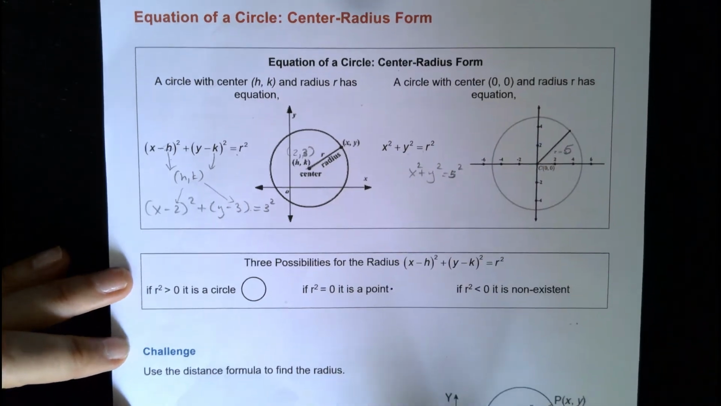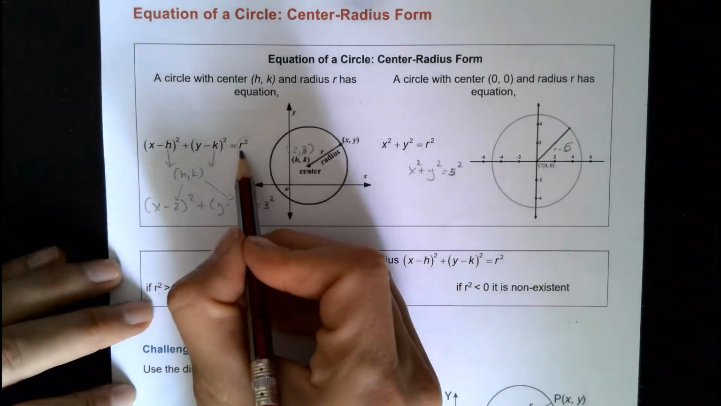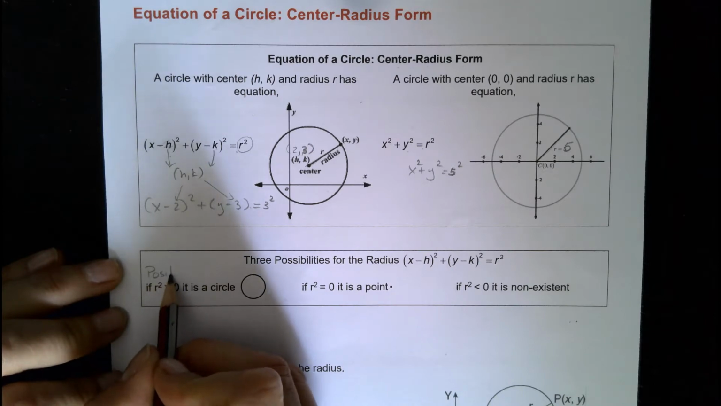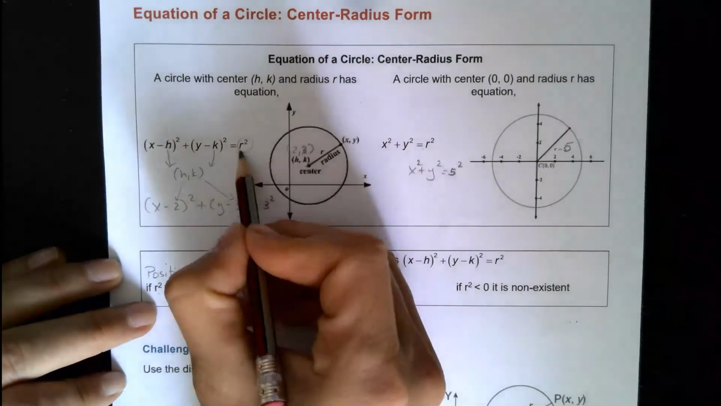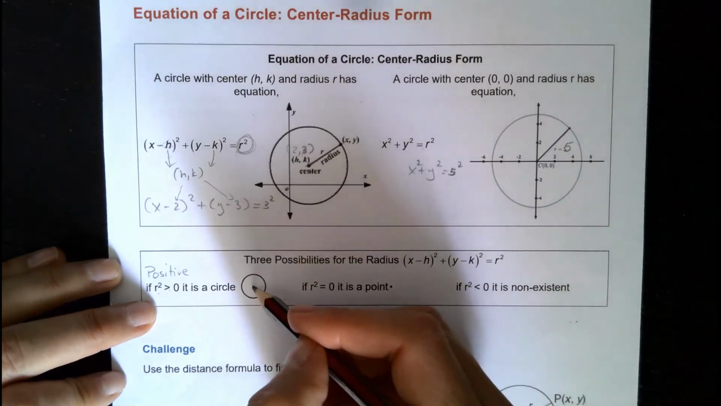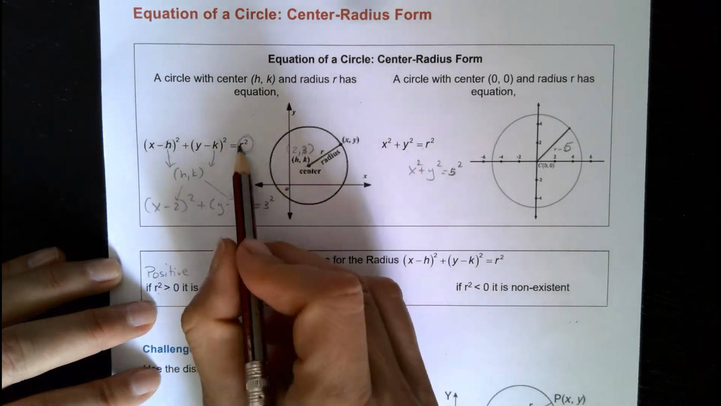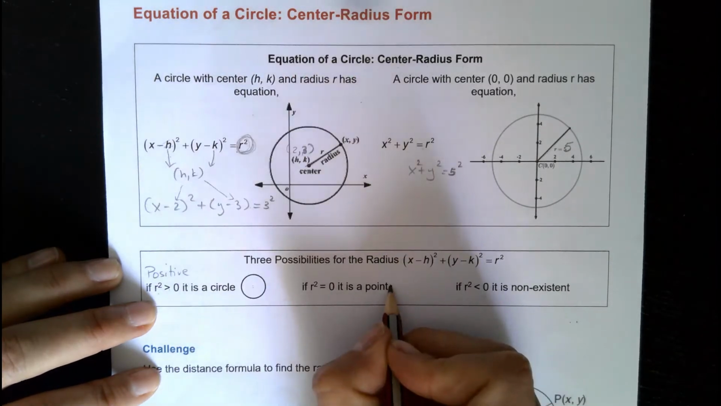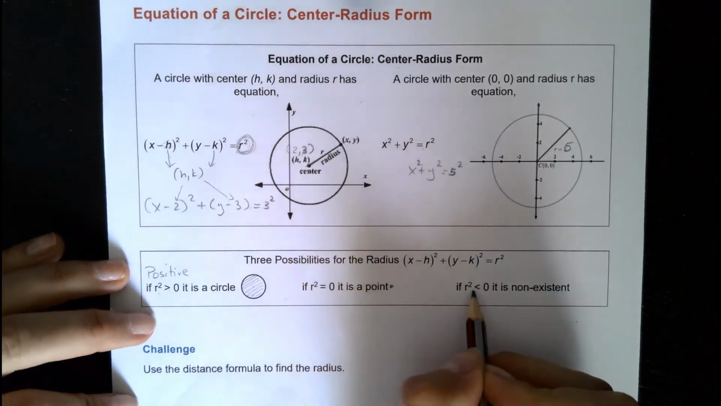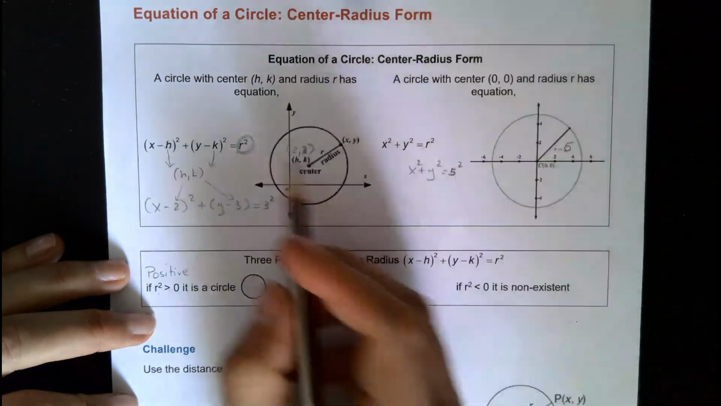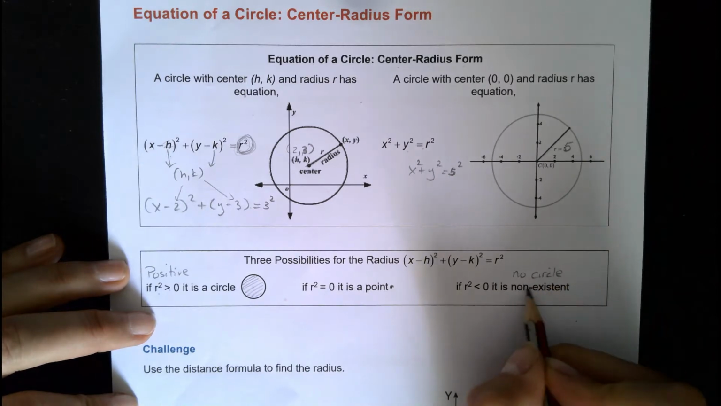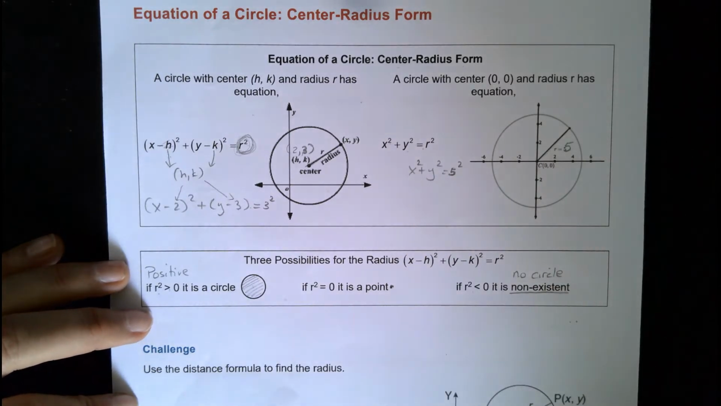If the radius squared, this number here, is bigger than 0, which means it's positive, like 5, 7, 10, 15, then we're going to have a circle. If this is equal to 0, then it's just a point. There's no area in it. And if it's a negative number, say like negative 25 here, it means there is no circle. It does not exist.